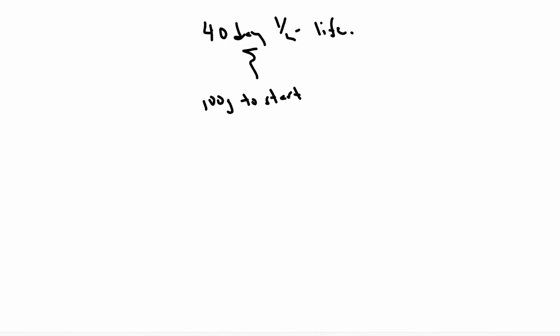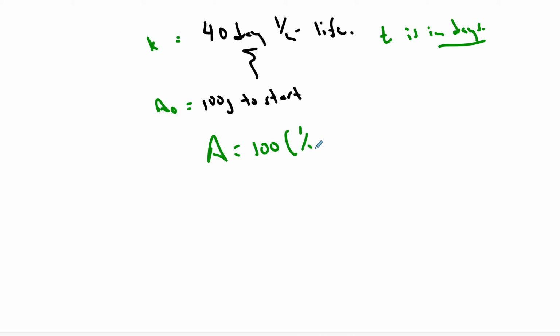This means we could set up an equation for the amount that we've got of whatever this stuff is, such that A naught is 100 grams. That's our A naught, right? This would be our, I believe I called it K. Yeah, K, right? And we know that T is in days, okay? That's important. How do we know? Because it says a 40-day. So times 1/2 to the T over 40.